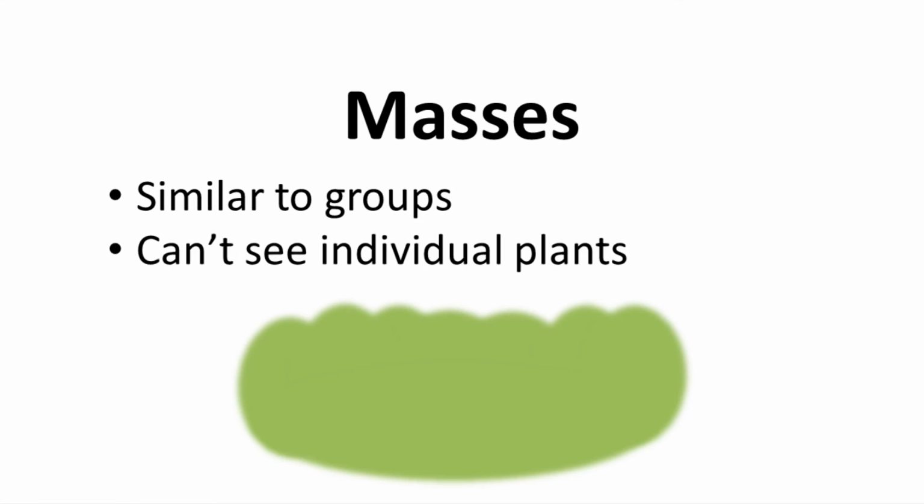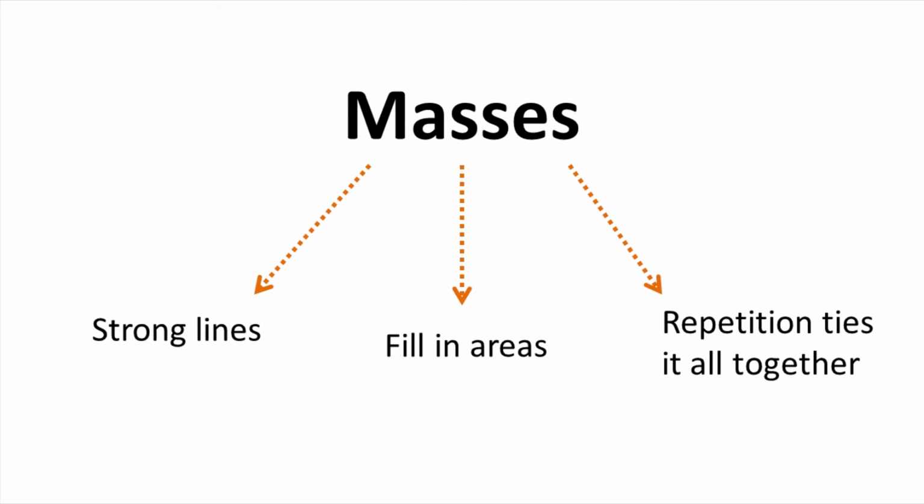Mass plants are similar to plant groups. In this case, though, you will not be able to count how many individual plants are in the mass. It may be because you plant them closer together, or it may be the nature or form of the plant that makes them all blend together. Masses are very valuable in a landscape for a couple of reasons. The uniformity of the mass creates a stronger line, so it will move the eye through the landscape faster than a grouping will. It's also a great way to fill in an area between more important components in the landscape.